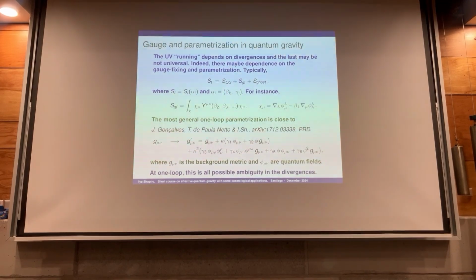Because at one loop you need only quadratic terms in quantum fields. Okay, if you go to 2 loops you need much more, at least 4. So you have like 100 parameters. Very good. So we have to expect that our physics does not depend on betas and gammas. But what about decoupling?